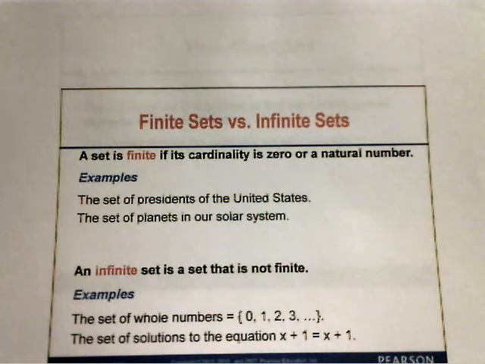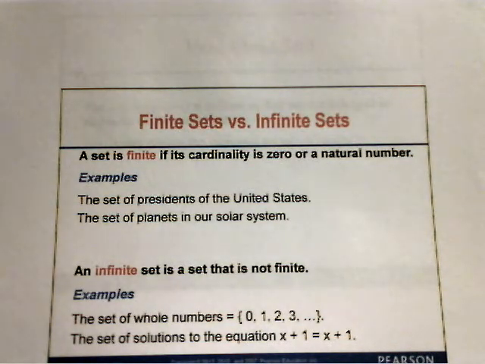The set of planets in our solar system, there are 9 planets in our solar system. So that's a finite number. Some might argue that there are 8 planets in the solar system, but I don't know that, but that's still a finite number. Now, an infinite set is a set that is not finite.